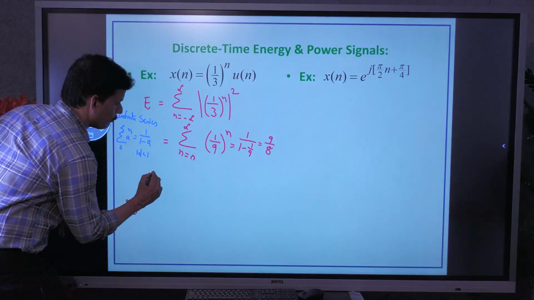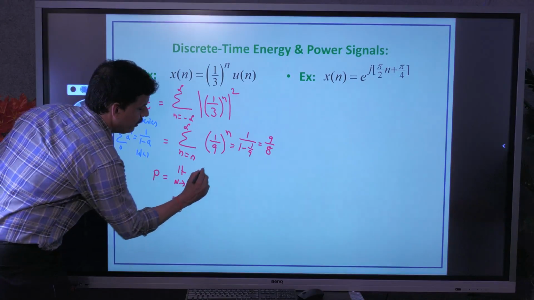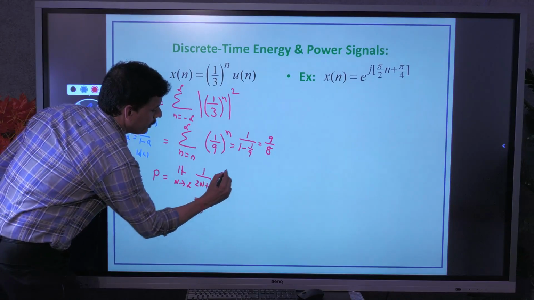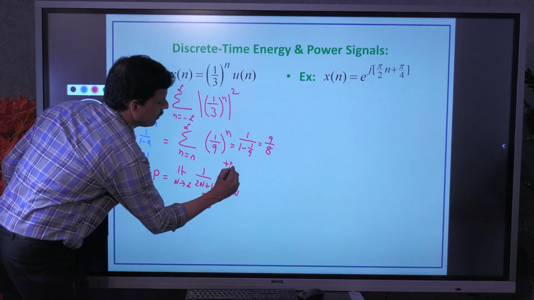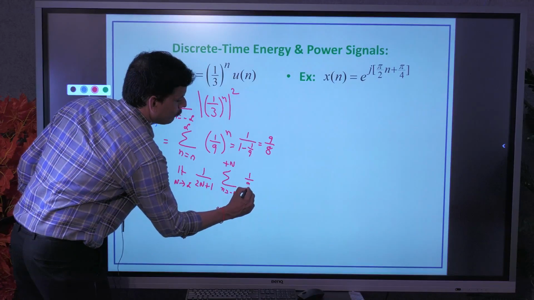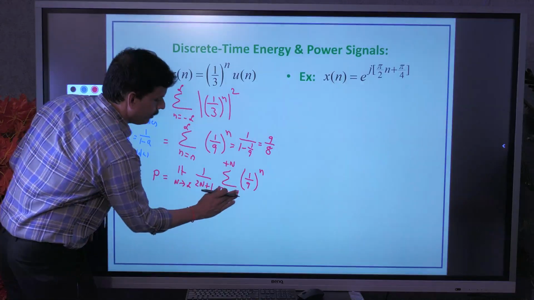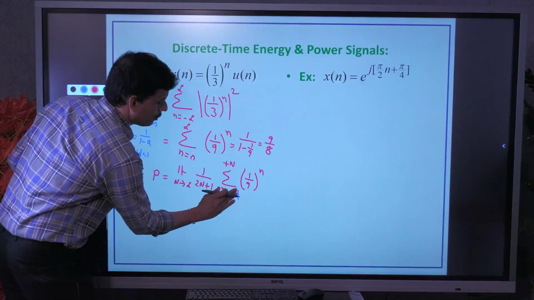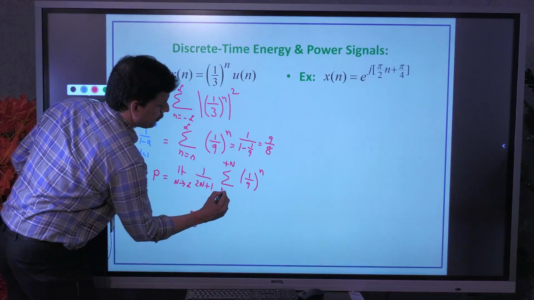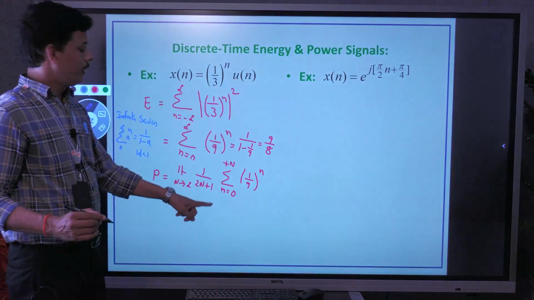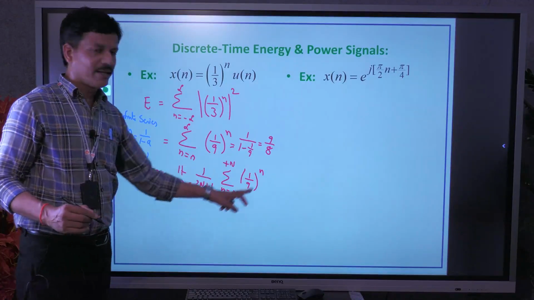But we need to find out P also. If you find out the average power P, the limit as N tends to infinity of 1/(2N+1), let me use the direct answer, the summation from n equal to minus N to plus N of, I'm putting directly, (1/9)^n. Now, because of u[n], the limits are changed to 0 to plus N of (1/9)^n. Now, it is called the finite series formula.